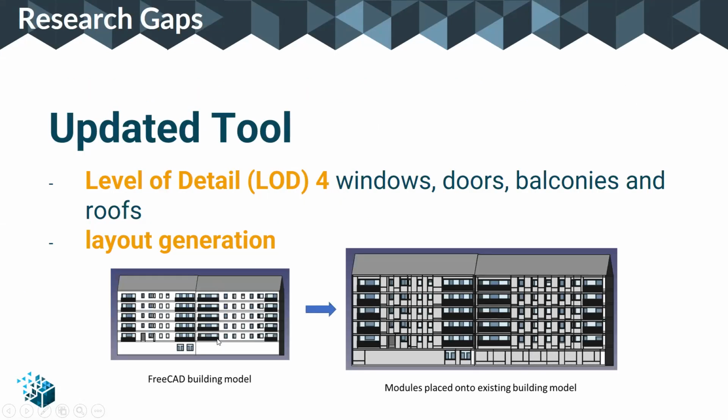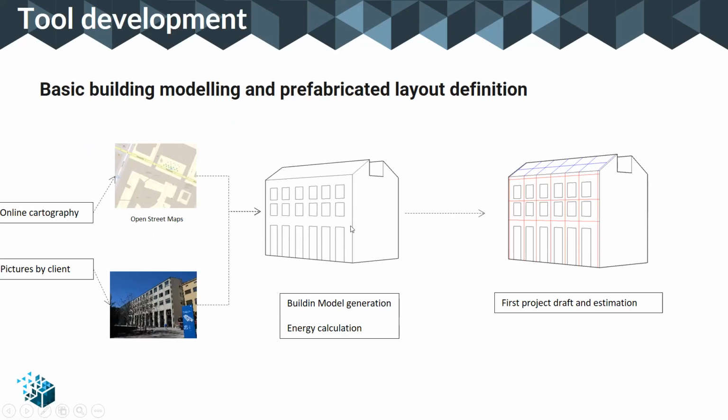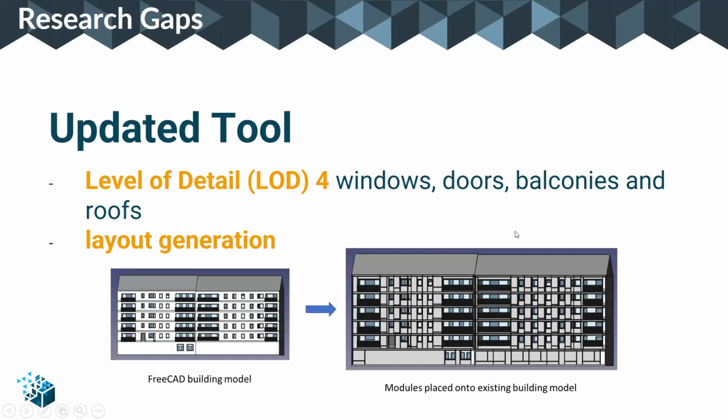In previous research, very simple building models were used, maybe without considering the shape of the roof or balconies and so on. But in this research, we want to reach level of detail 4, which includes windows, doors, balconies, and shape of the roof. We were working mainly in FreeCAD and Python code. With the GIS, OpenStreetMaps and the pictures of the building, we can more or less automatically generate this building model and the prefabricated modules with the solar panels on top.